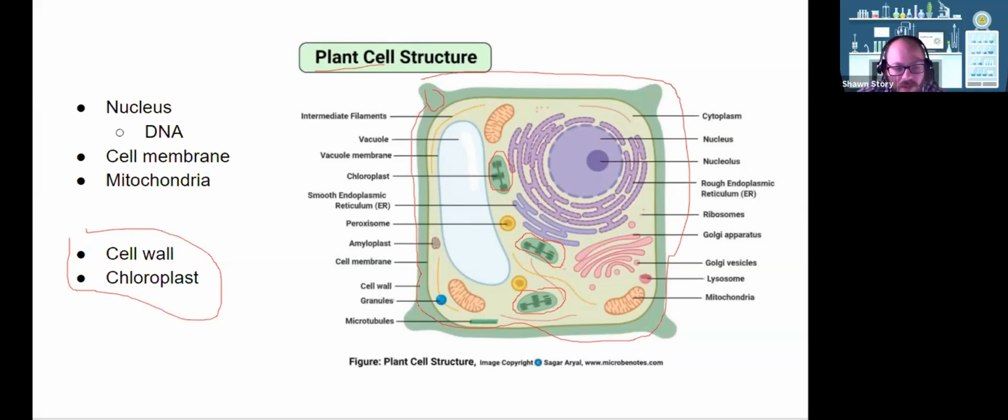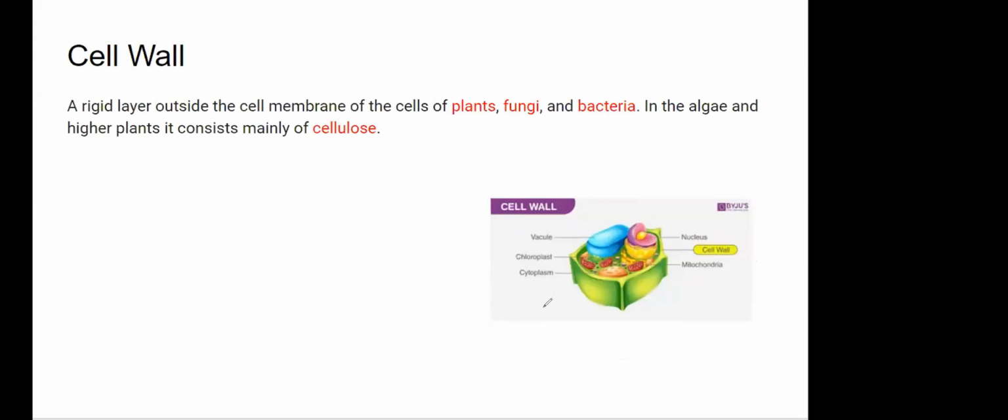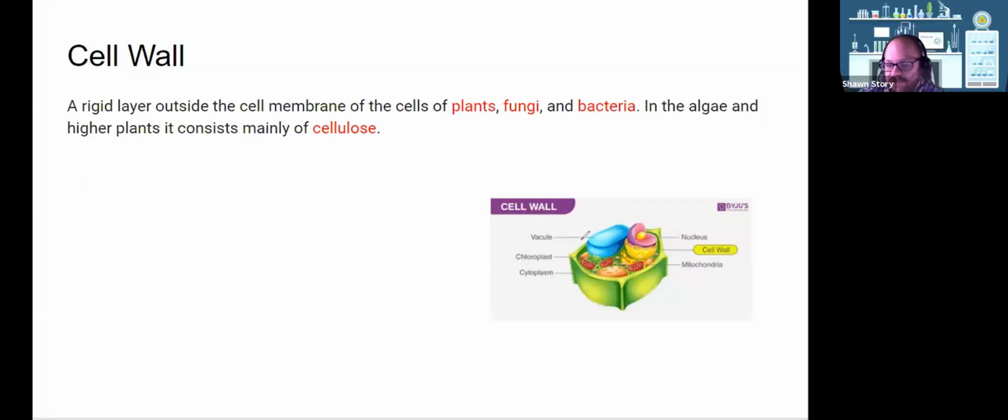So first, let's go back to cell wall. Can I get a volunteer to read our cell wall? I can do it. Cell wall, a rigid layer outside the cell membrane of the cells of plants, fungi, and bacteria. In the algae and higher plants, it consists mainly of cellulose. Very good, cellulose.